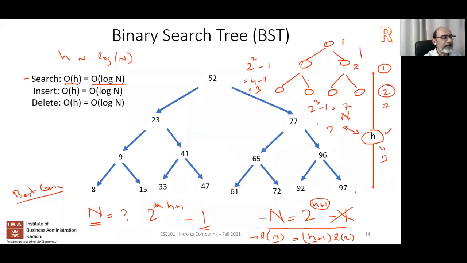So once you've got that, you should be able to say that in the best case, order of h is equal to order of log n, but in the worst case, it is equal to order of n. So this is the worst case, and this is the best case scenario. And on average, it's also order of log n. I don't want to go into the details of that, but you should be able to convince yourself that on average it's order of log n.